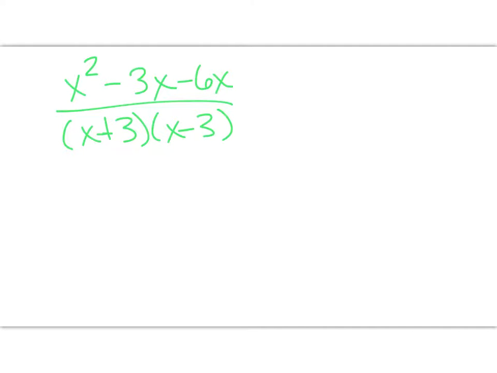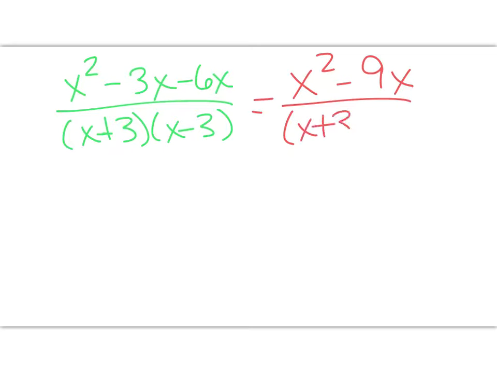And of course we need to combine like terms in the numerator, which we have. The x squared stays as x squared. However, negative 3x minus 6x makes negative 9x. And the denominator stays as x plus 3, x minus 3. Make sure that we have parentheses around each factor.